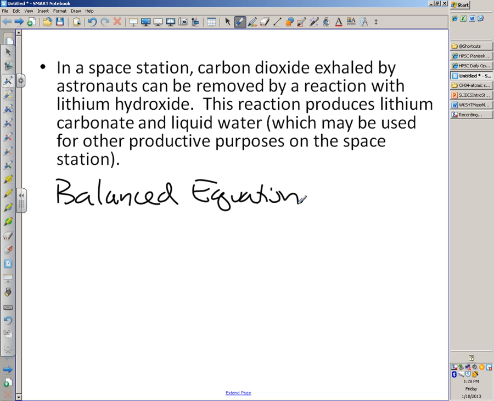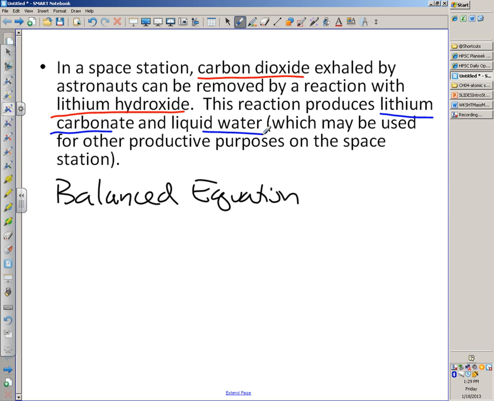Carbon dioxide is one of our reactants. Lithium hydroxide is our other reactant. So what are the products of this reaction? This one's pretty easy, so lithium carbonate. So lithium carbonate is one product of this reaction. And what else? Water. Water is another product. So, in order to write a chemical equation, we need the formulas for these 4 things.